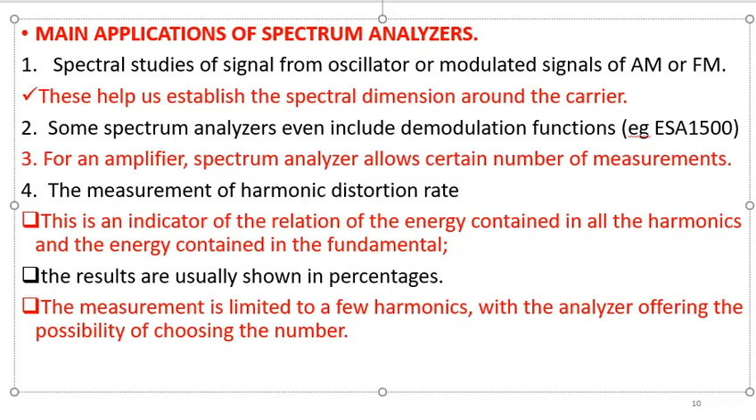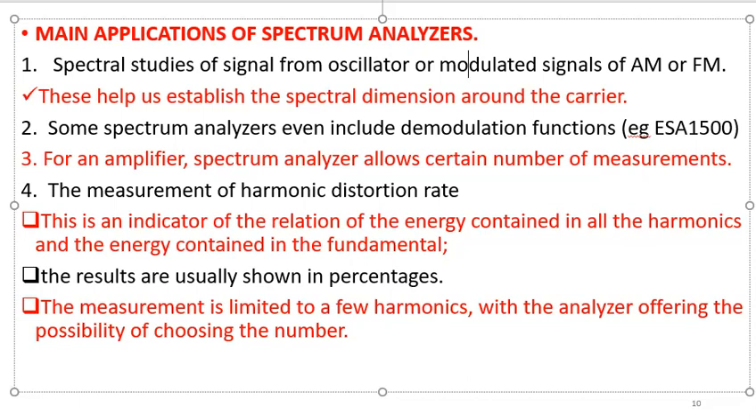And the studies of these oscillators or modulated signals help us to establish what we call the spectral dimension around the carrier frequency. That is, if you have your carrier frequency, whenever you have the envelope, if you can remember, it keeps on changing from the lowest value to the highest value. So you can now analyze and see, okay, at the center frequency, what is the amplitude? As frequencies go above the center, what do we have? As the frequency goes below the center, what do we have?